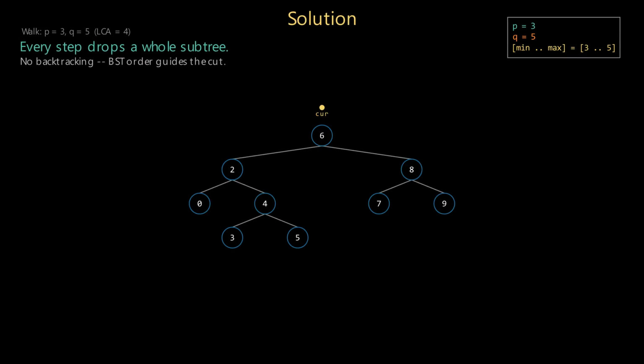Because the keys are in sorted order in the tree, when we commit to the left or right child we never need the opposite branch for this pair. That branch cannot contain both P and Q, so we treat it as gone. Each move cuts away an entire subtree, that is the filtering descent, and it is why the walk is only O of height.